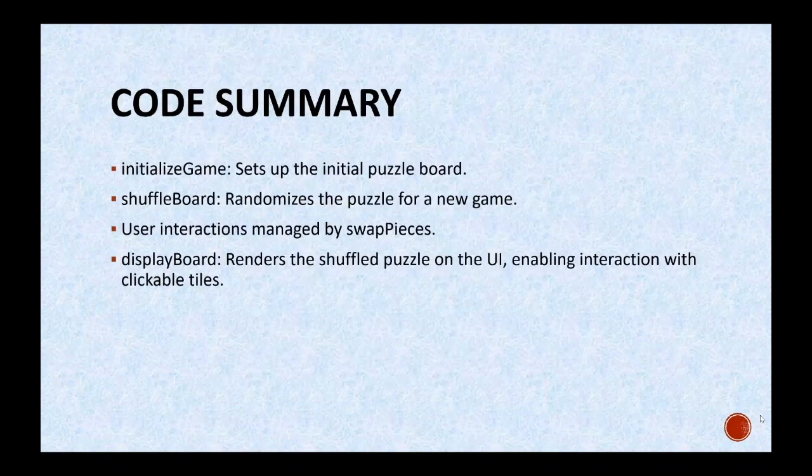And this is a code summary. The 15 puzzle game was implemented successfully using HTML, CSS, and JavaScript. The game provides an interactive and visually appealing experience for the users. The project combines HTML for structure, CSS for styling, and JavaScript for interactivity. The initialize game function sets up the initial puzzle board, and the shuffle board function randomizes the puzzle for a new game. User interactions are handled by the swap piece function, which swaps tiles and updates the board, and the display board function renders the shuffled puzzle on the UI, making the tiles clickable and interactive.